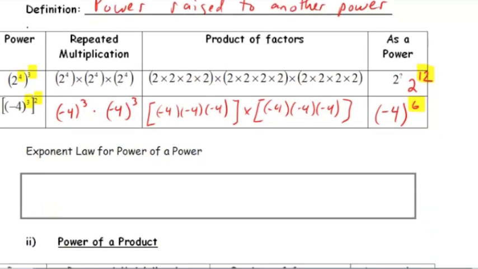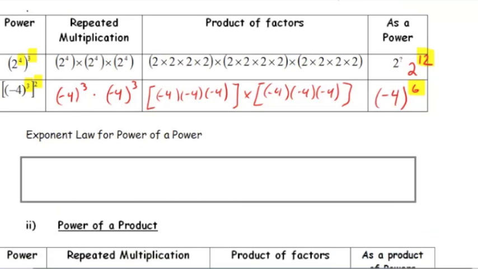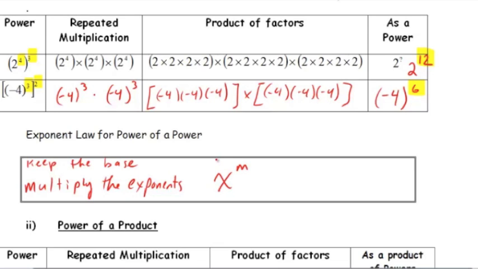Okay, so the exponent law for power of a power goes like this. We are going to keep the base and multiply the exponents. And we can show that algebraically as some number to the power of m. If that's raised to another power, then we can keep that base and multiply the exponents.